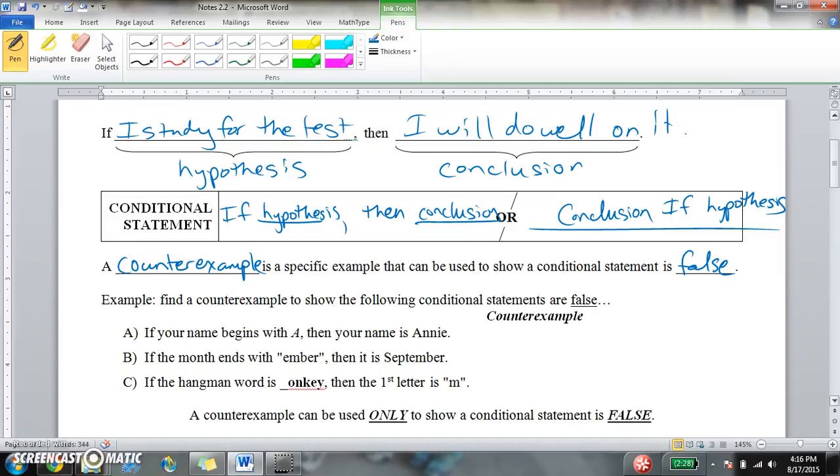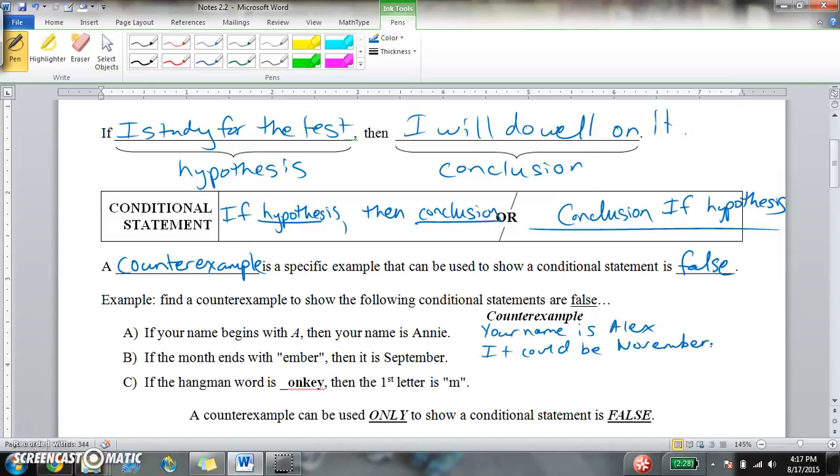A counterexample would be that your name is Alex, because Alex starts with an A. So the first part says if your name begins with A, well, Alex starts with an A. It says then your name is Annie. Well, Alex is not the same as Annie, so this would be a counterexample showing that that statement is false. Second one, if the month ends with Ember, then it is September. Counterexample would be it could be November or December. That shows that that statement is false.